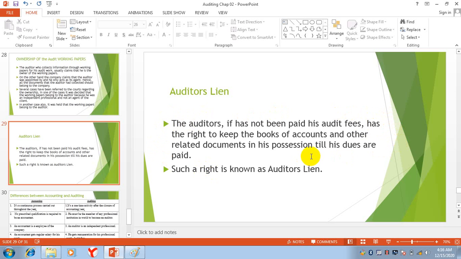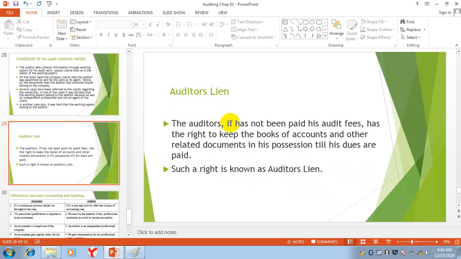But if the company paid the fees, then he doesn't have the right to keep these documents. Such a right is known as auditor's lien. And this right of the auditor is known as auditor's lien.